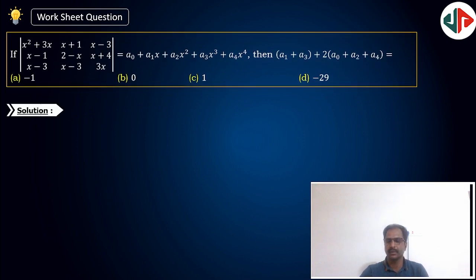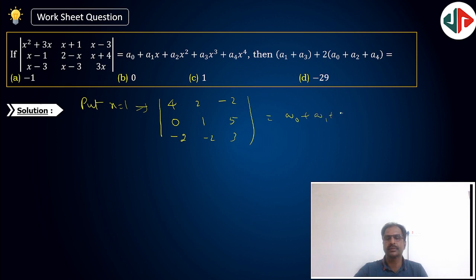Next. If the determinant is equal to a0 plus a1 x plus a2 x square up to a4 x power 4, then what is a1 plus a3 plus 2 times a2 plus a0 plus a4? First, put x is equal to 1 in the given condition, then determinant of 4, 2, minus 2, 0, 1, 5, minus 2, 3 will be equal to a0 plus a1 plus a2 plus a3 plus a4.